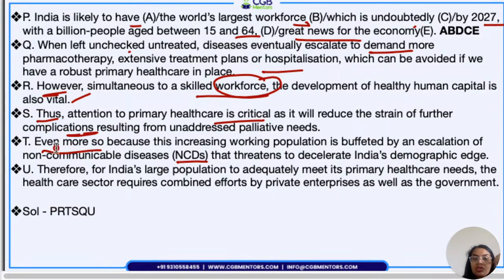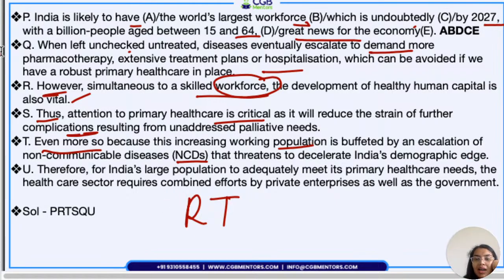So to stress on something we might have mentioned earlier, the author is saying even more so because of all these, we need to focus on the first thing. So R and T were a strong pair here, because R says that development of healthy human capital is vital. Why is it vital? Even more so because the working population is increasing.